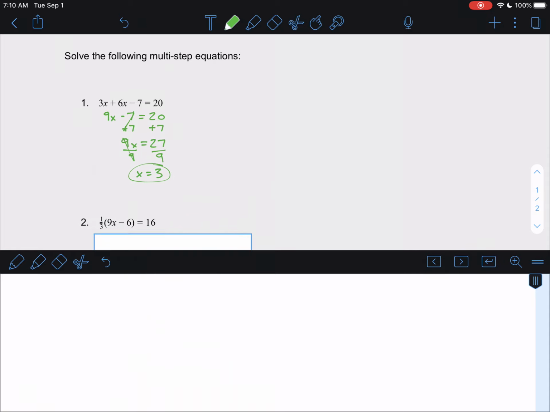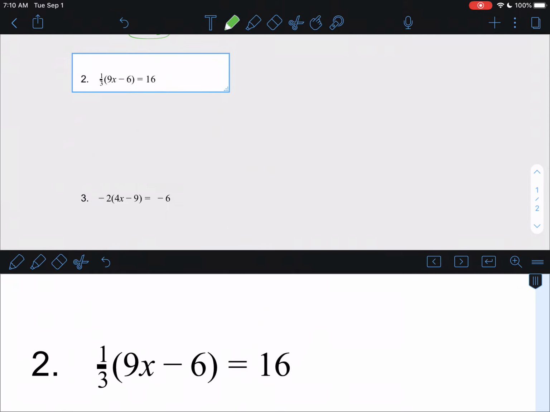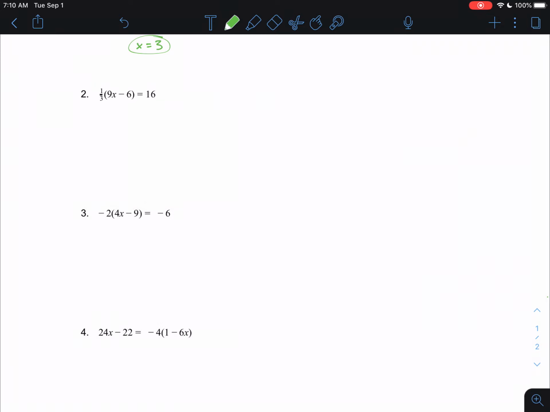Okay, cool. So that one, x equals 3. Hopefully that made sense. Question number 2, I have 1/3 times 9x minus 6 equals 16. So yesterday I talked about two different methods to do this, and I am going to do both methods. So I will draw a line there so I can show you guys both.